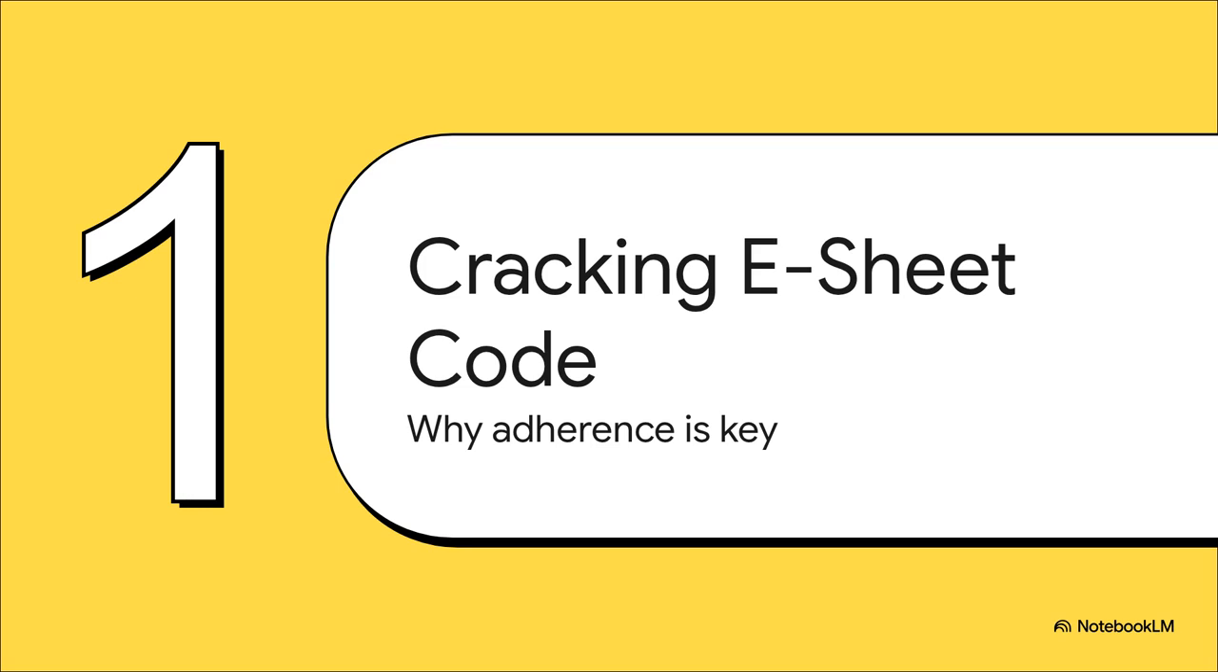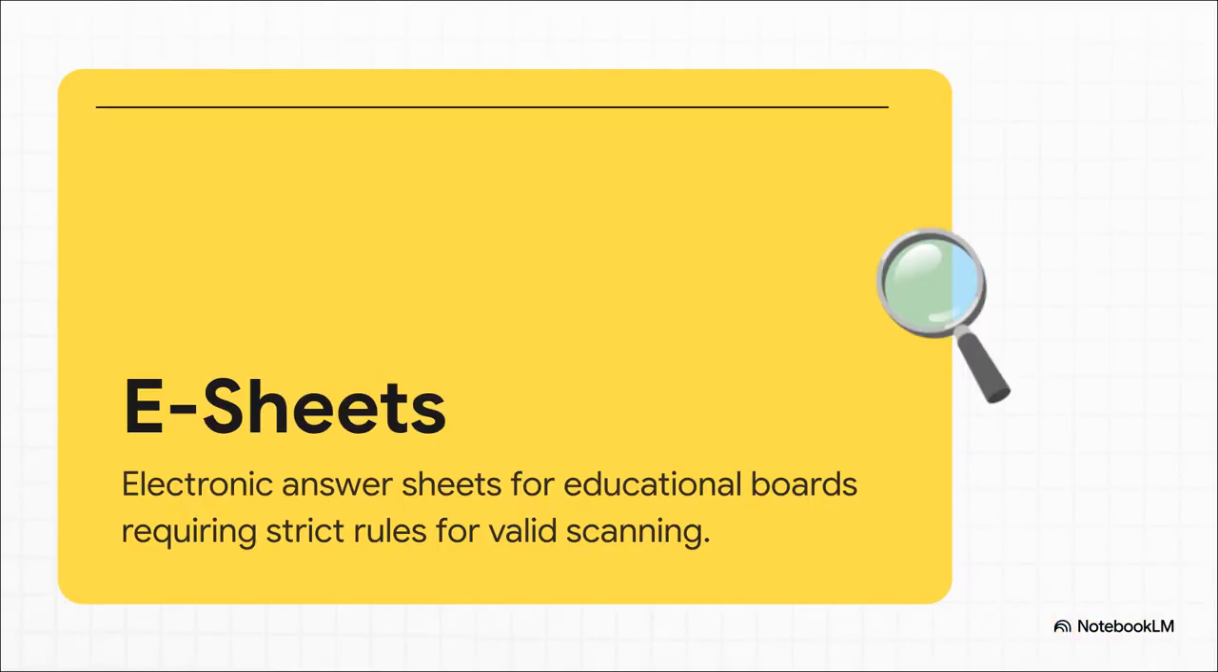All right, let's dive right into Section 1, cracking the e-sheet code and why strict adherence is essential. So what exactly is an e-sheet? Well, they're the electronic, computerized answer sheets used by educational boards in Pakistan, like the FBISE, and they require incredibly strict adherence to specific rules for valid scanning. Because a machine scans these to grade them, playing by its rules is literally the only way to prevent lost marks. The computer is programmed to look for very specific marks in very specific areas. If you don't play by the computer's rules, your brilliant, well-thought-out answers might not even register.